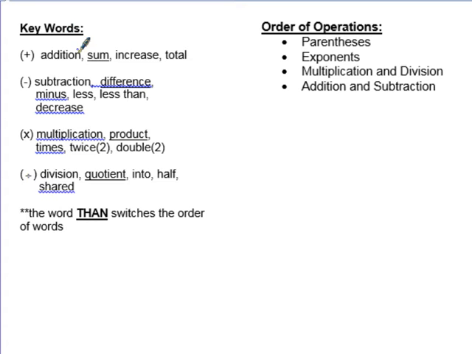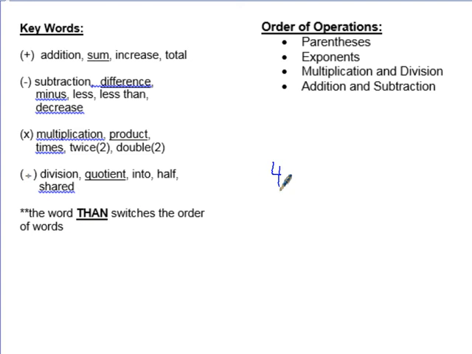Keywords when we're translating: things like addition, sum, increase, total would mean add. These words would mean minus. Now this list is not exhaustive. It's not the only words. We could also say things like more than, plus. They would all mean to add things together. So this is not an exhaustive list, but this just gives you an idea of things to be looking for. And remember, the word than switches the order of things.